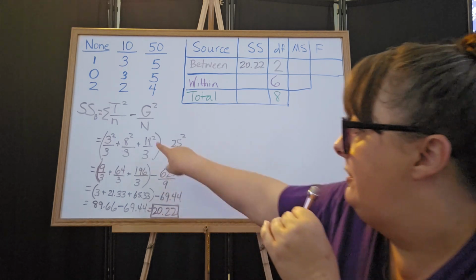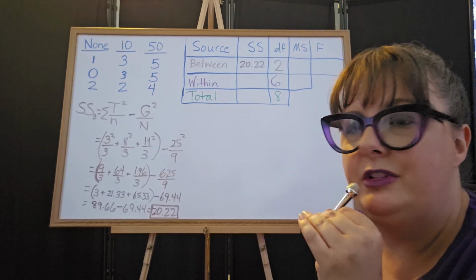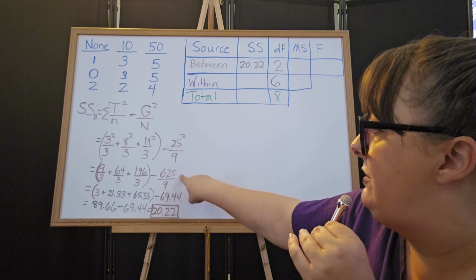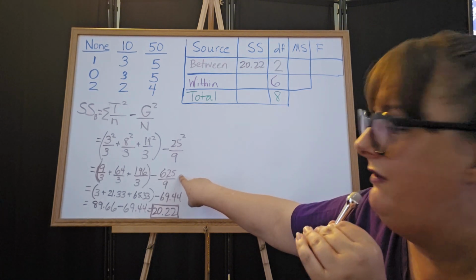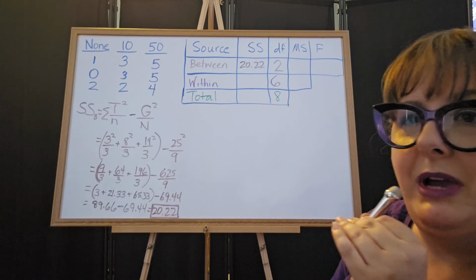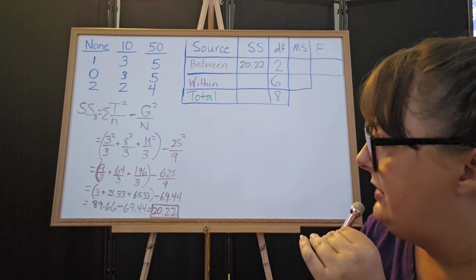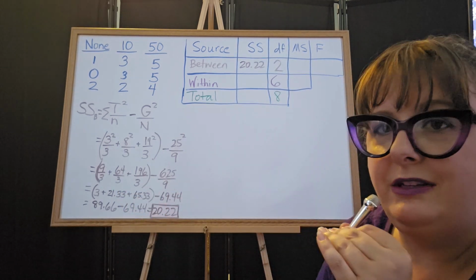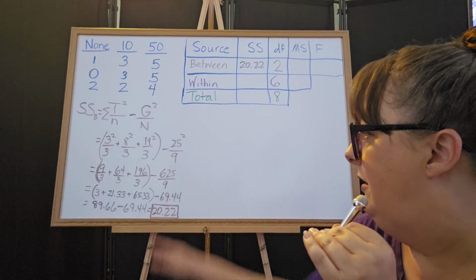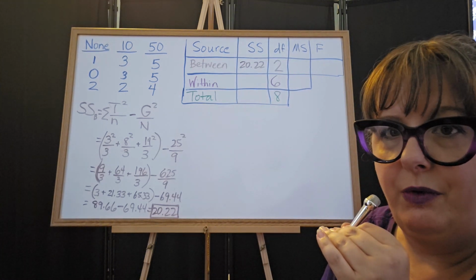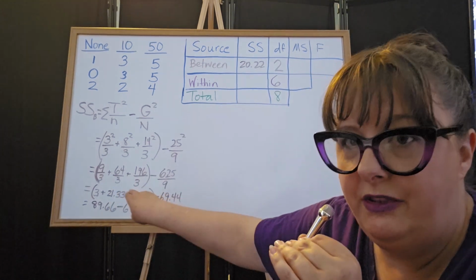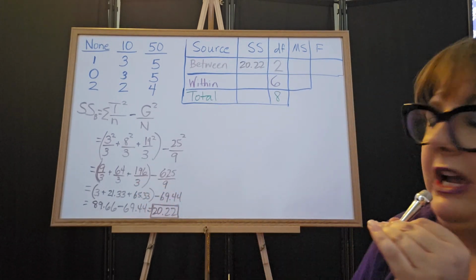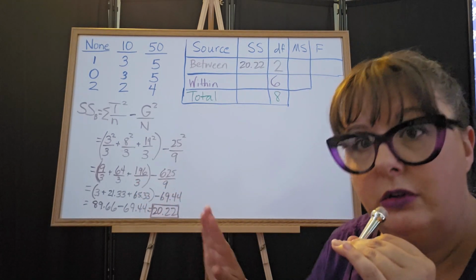Where do we get those numbers? We're just squaring our top numbers up here. And then 25 squared is 625. So we get 625 divided by 9, and then we go ahead and compute what those are. So it's going to be 3 plus 21.3 plus 65.33, minus 69.44. Now we do have to compute what's in the parentheses first before we subtract 69.44, order of operation stuff.